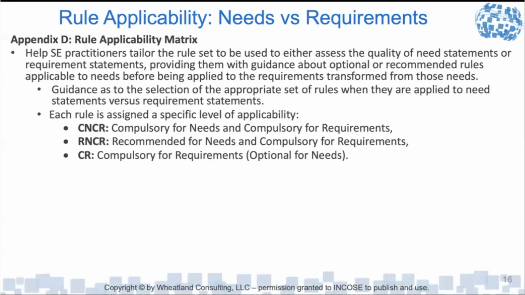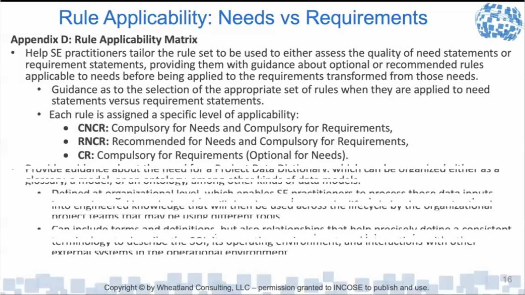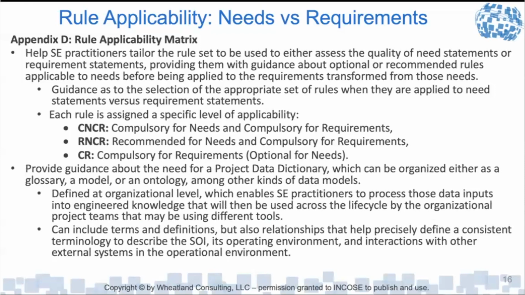So within the matrix, they have this nomenclature: rules that are compulsory to needs and requirements, recommended for needs, compulsory for requirements, or compulsory only for requirements. Also, a big part, you'll see that a lot of the rules have to do with that we clearly define the terminology used within our requirements. And so for some rules, it depends that you have a project data dictionary or a glossary where you have defined terms. These have to be defined at the organizational level. And then those developing requirements, those developing models, all use the same terminology. So you have consistency across the life cycle.